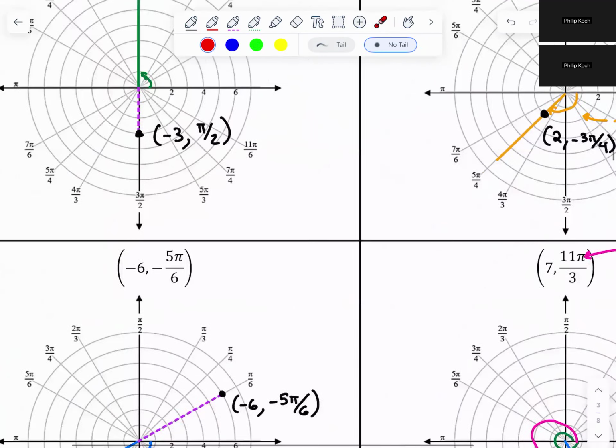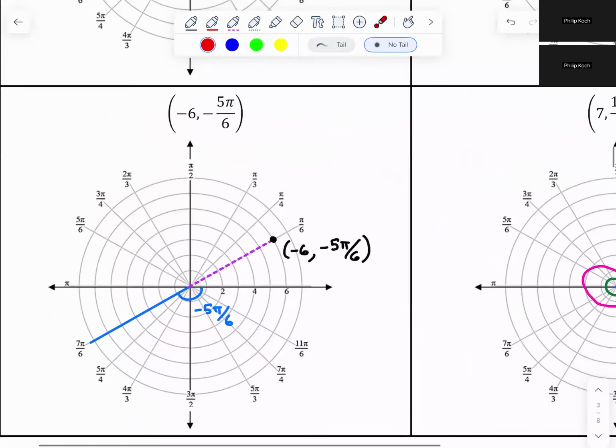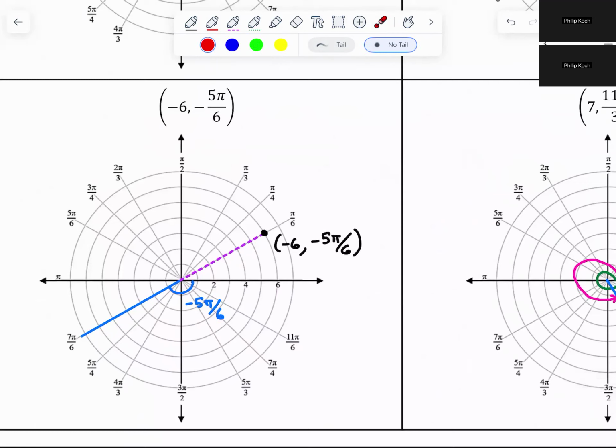Next one, negative 6 comma negative 5 pi over 6. So it's both a negative r and a negative theta. We've got to go 1, 2, 3, 4, 5 pi over 6s to get to negative 5 pi over 6. And then we're going to extend the line backwards because it's a negative r, out to 6. So 1, 2, 3, 4, 5, 6.